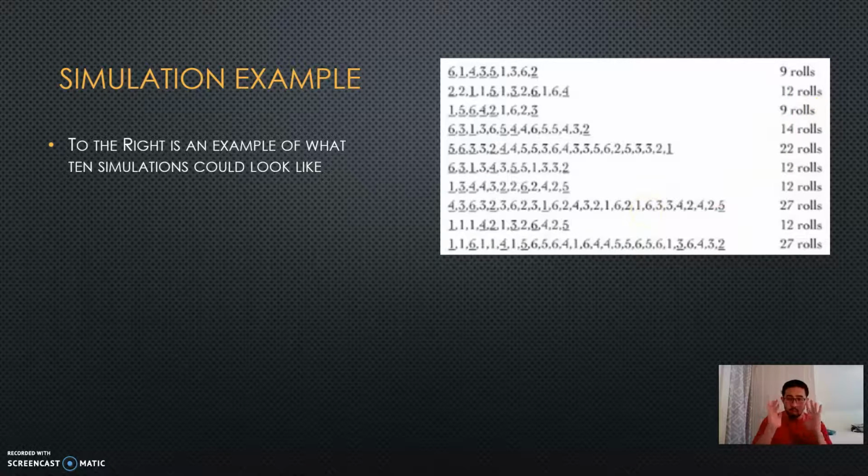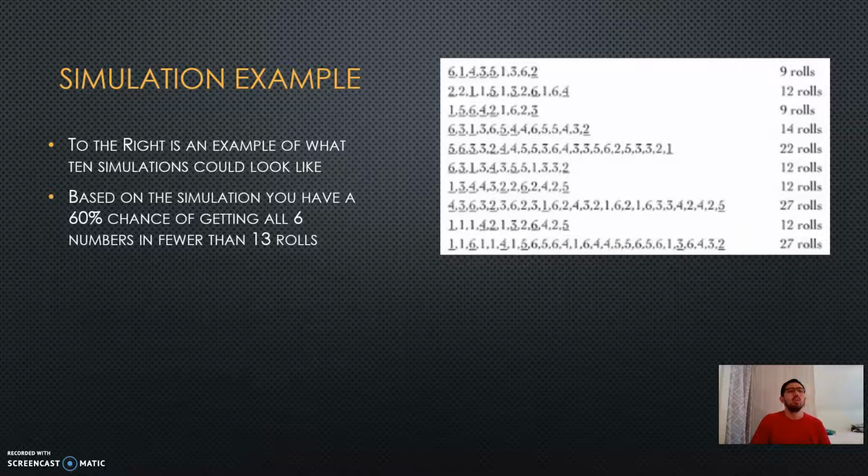Now, the simulation is what? I'm using my calculator, randint, and I'm just hitting a button instead of actually rolling the die a bunch of times. It's a little bit faster. Based on the simulation on the screen, we have a 60% chance of getting all 6 numbers in fewer than 13 rolls.